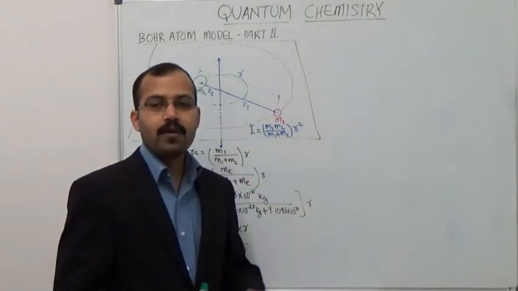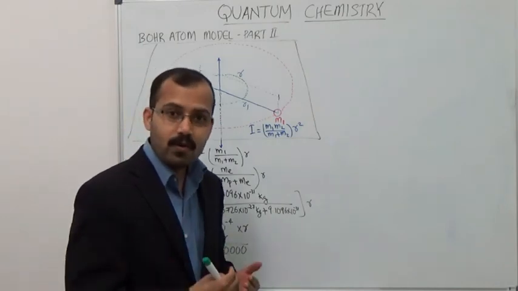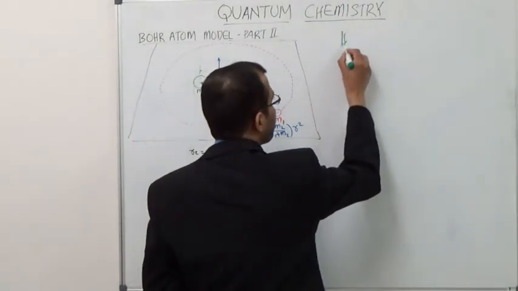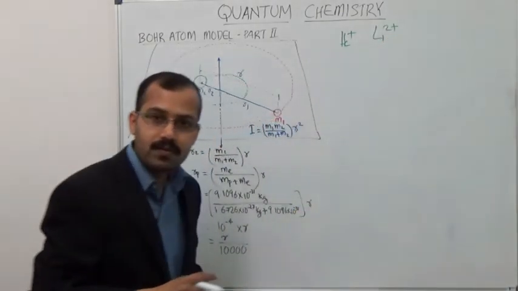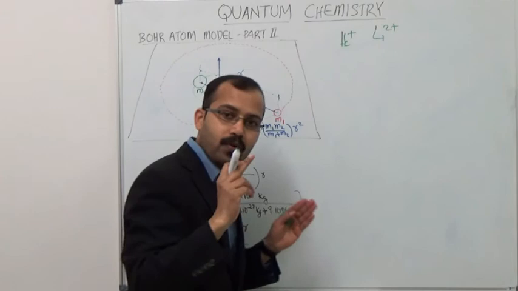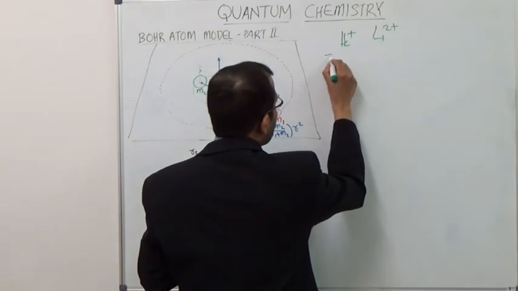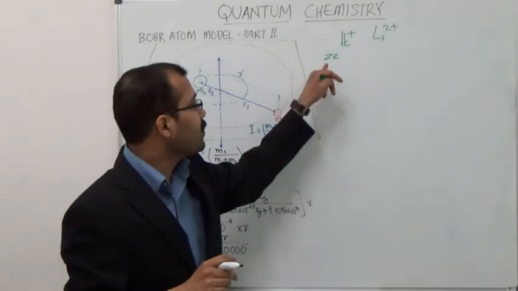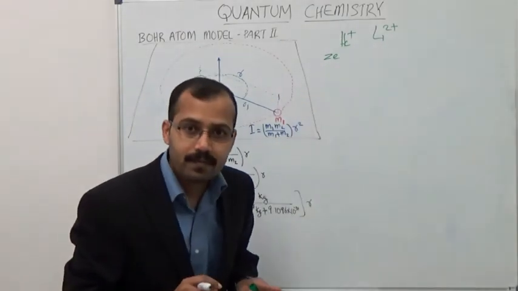Hydrogen is a one electron system, and Bohr theory was very much successful to explain the spectral features of hydrogen. And this Bohr theory can be extended to other one electron systems also, like helium plus, which is a one electron system, and lithium 2 plus, this is also a one electron system. And you can derive the expressions for these ions. But the only thing you have to consider is that here, the charge of the nucleus is Ze, where Z is the atomic number. In the case of hydrogen, Z is equal to 1. In the case of helium, it is 2, and in the case of lithium, it is 3.